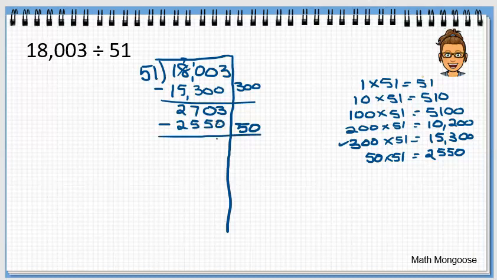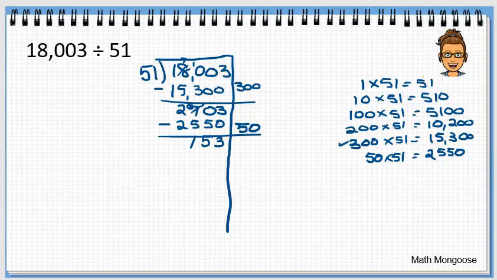3 take away 0 is 3. 0 take away 5 we cannot. We borrow. That leaves 6. 10 take away 5 is 5. 5. 6 take away 5 is 1. 2 take away 2 is 0. So we don't bother there. All right, very good. So we now have 153.